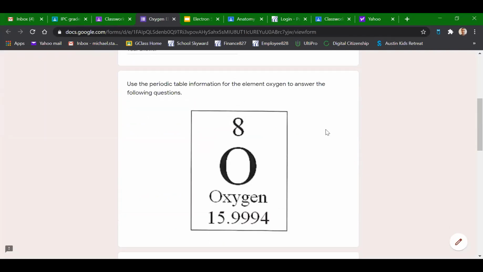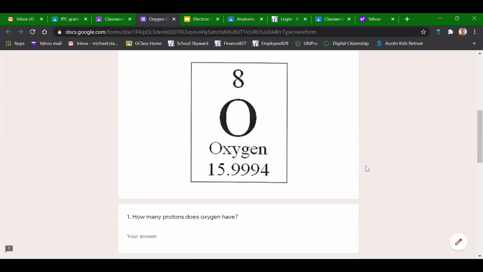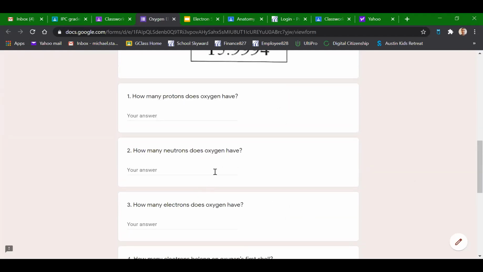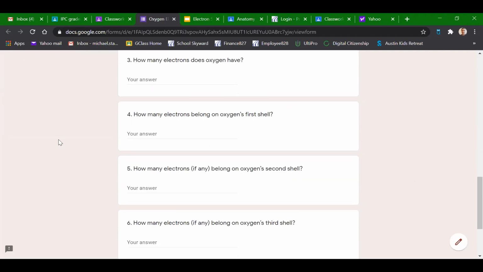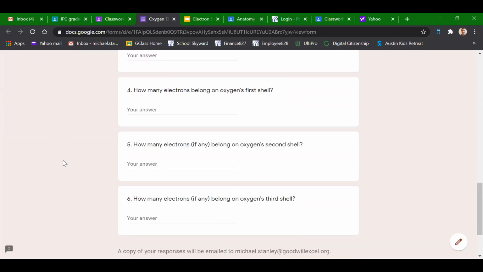And so I want you guys to use this information that we got right here about oxygen to do a couple things. First, just like you did for the homework earlier in the week, I want you to figure out the proton number, the neutron number, and the electron number. But second, and more specific to the stuff that we did today, I want you to write down how many electrons go on the first shell of oxygen, how many electrons, if any, are needed, go on the second shell of oxygen, and how many electrons, if any, are needed, go on the third shell.